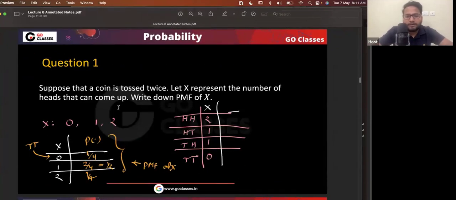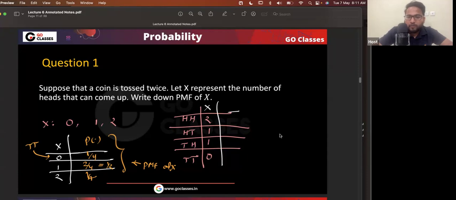For example, this is a question where they are saying that suppose a coin is tossed twice. Let x represent the number of heads that come up. Then write down the PMF of x. So if you're tossing it twice, the value of x could be zero, or one, or at most two. Can it be three? Obviously no. It cannot be three. So if you're tossing it twice, then at most it can be two. So it can be 0, 1, or 2.